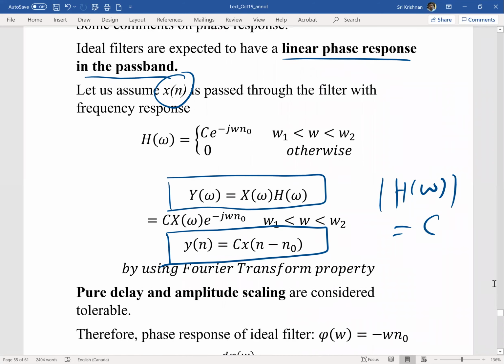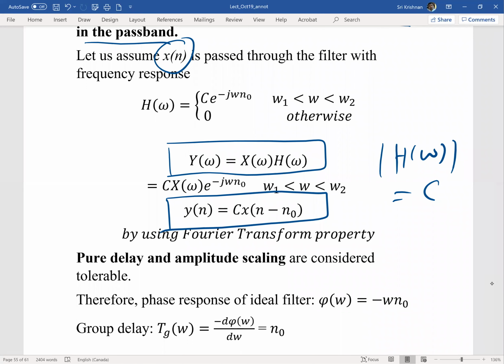So a filter like this one is not affecting the shape. It's just doing an amplitude scaling by a factor of c, and your input is purely delayed by n naught. That's all. Nothing much is happening to your input signal x[n]. In other words, the waveform shape of x[n] is retained in y[n]. Maybe the waveform would have been expanded or attenuated by a factor of c, or delayed by n naught. That's all we are seeing with this filter, and this is acceptable in a filter design problem.